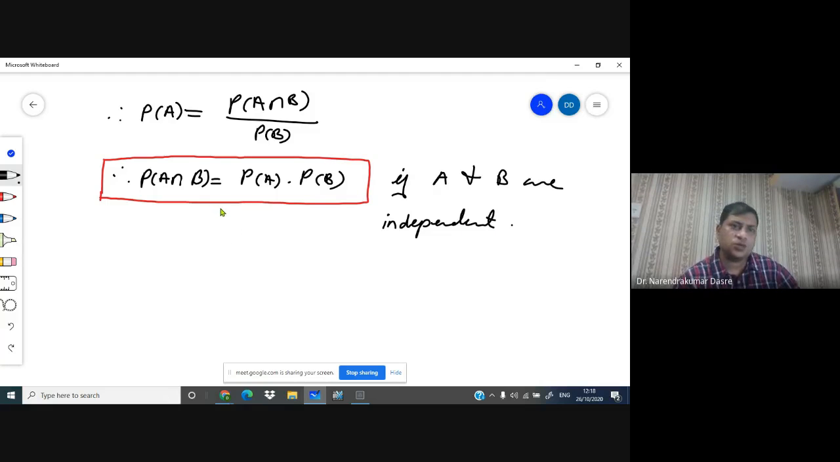Okay, so that's what we have. Now once we are able to understand the probability of intersection for independent events and their corresponding conditional probabilities, then we are able to define the total probability theorem. Once we have understood probability and conditional probability, we can define the total probability theorem.